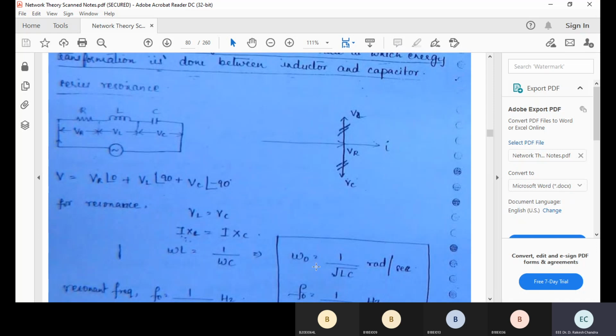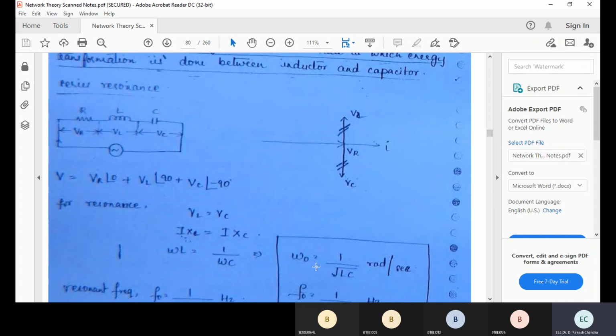The denominator value is very minimal, just R only is present. The rest of the components are absent, so you will have the maximum current. So the resonant circuit is a pure resistive circuit, and the power factor is equal to 1.